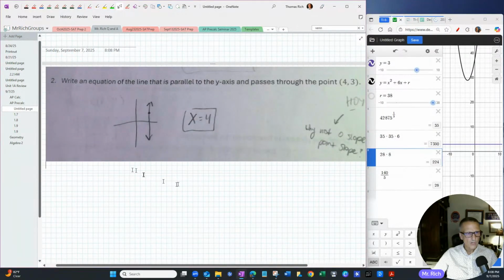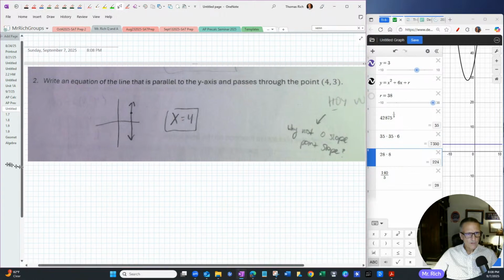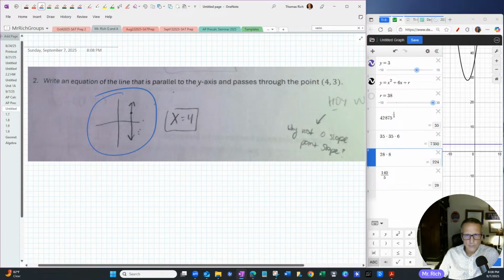It says, write an equation of the line that is parallel to the y-axis and passes through the point (4, 3). This student has drawn a little sketch here. Yeah, that would be a vertical line, right? Passing through the x-axis at 4, and vertical lines always have the same equation, x equals whatever the x-intercept happens to be. So x equals 4 would be the equation of that line.